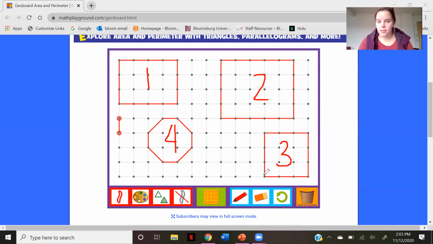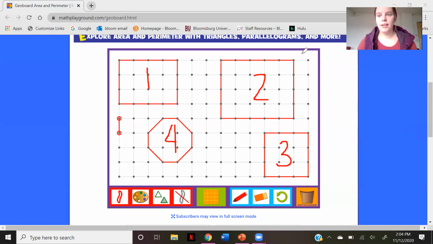And this one, this is a little square, so all the sides are going to be the same, and we know that. So this is 3 by 3, length times width, 3 times 3. We're going to get 9. So the area of this one is 9 units squared. And then for perimeter, 3 plus 3 is 6. 6 plus 3 is 9. 9 plus 3 is 12. And it's going to be 12 units because we added and did not multiply.